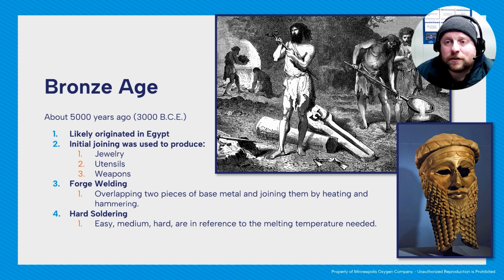Some of our first metal joining was used to join things like jewelry, utensils, weapons, that sort of thing. Up top here we see what looks to be a fellow casting a sword, I believe, probably out of bronze. Forge welding was used a lot, very similar to the blacksmithing we do nowadays, where you take two pieces of metal, heat them, and then use pressure from hammering to actually join the pieces of metal. Forge welding was used for quite a long time.